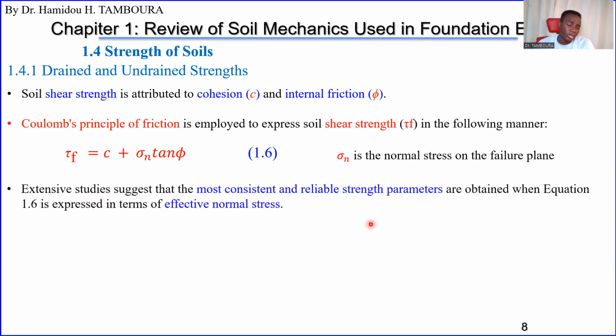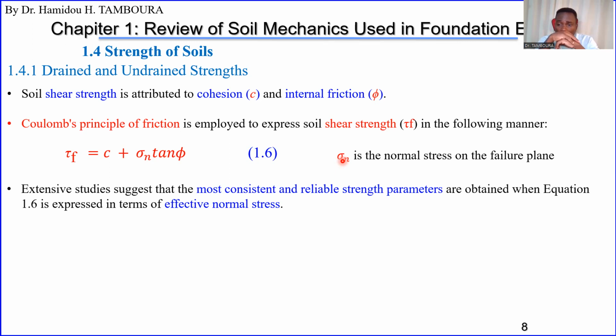So after intensive study, some people did investigation and they found out that the most consistent and reliable strength parameters are obtained when we use this equation by using effective normal stress. Means sigma prime. I think in the previous video we have talked about effective stress, total stress and effective stress. So effective stress is the part that the soil particles are supporting. Okay. Yeah. In the previous video, we have talked about this.